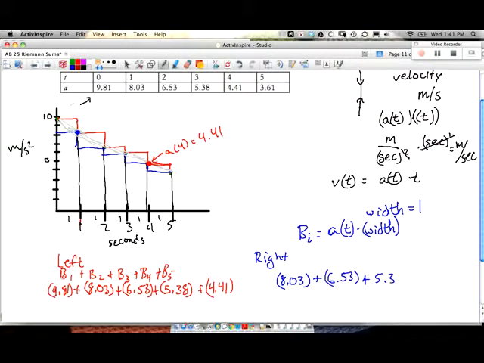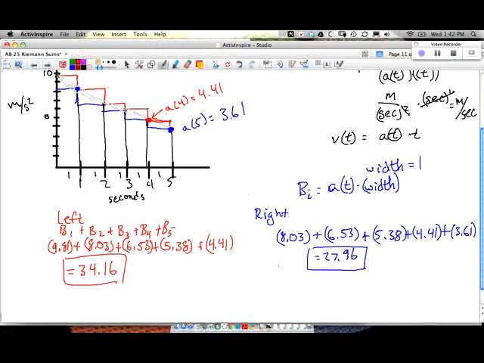Next one is plus 5.38. Then we got plus 4.41. And then the last one, because the last one ends here at A of 5, which is 3.61. So again, by the magic of video, you are going to see the answers in 3, 2, 1. Oh, beat you to it. So the answers are 34.16 and 27.96.